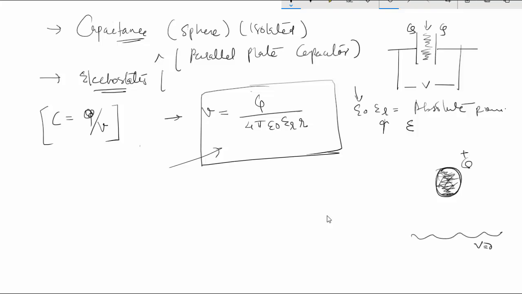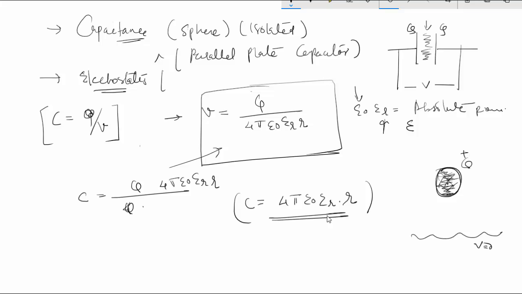So the equation of the capacitance C is equal to Q divided by 4 pi epsilon naught epsilon r into r. So the capacitance due to an ideal isolated sphere is given as 4 pi epsilon naught epsilon r into r, where r is the radius of the sphere. This is the equation of the capacitance for an isolated sphere, and capacitance is given in farad.